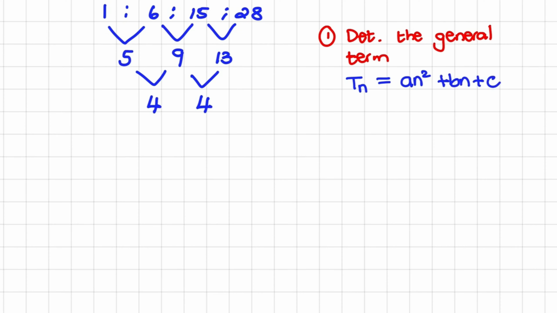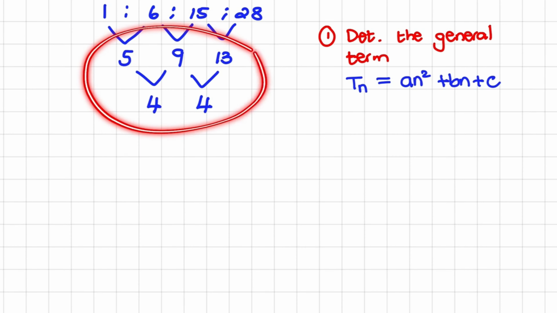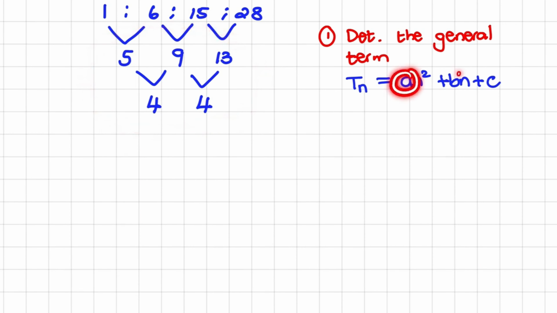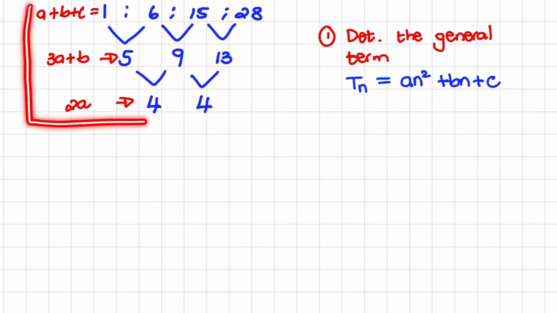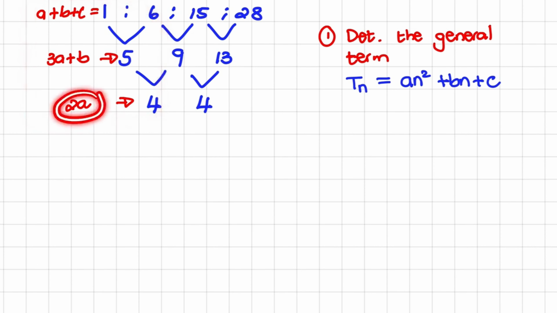Now in grade 11, you would have learned how to use these differences in order to solve the values of a, b, and c. So the second differences would be equal to 2a. The first differences would be equal to 3a + b. And the very first term would be a + b + c. And we can use these properties to find the values of a, b, and c.